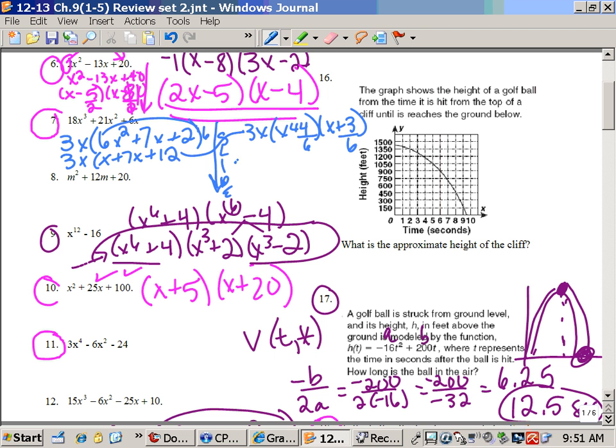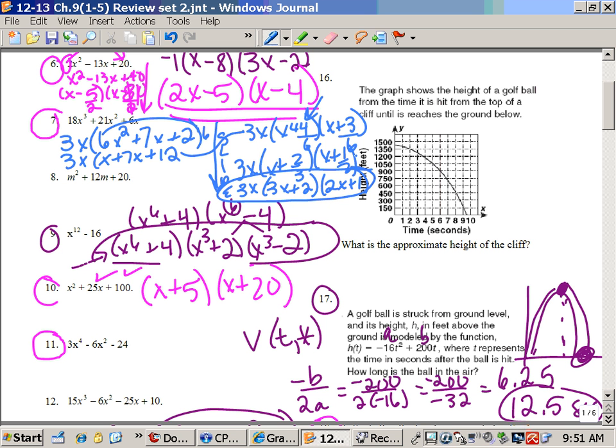Now, make sure you reduce this fraction. You see that 4/6? The answer is not 6x plus 4. You have to reduce it. So that gives me x plus 2/3 and x plus 1/2. Reducing that, I get 3x plus 2, and 2x plus 1.